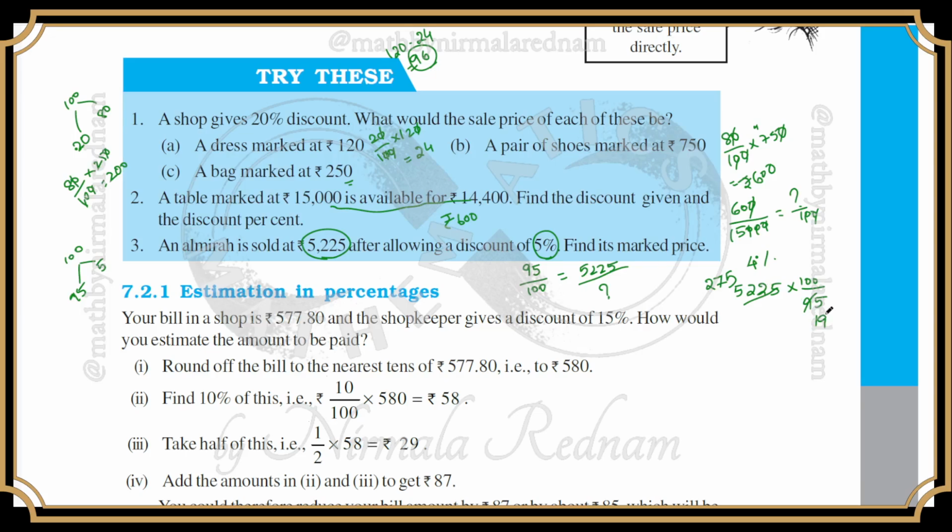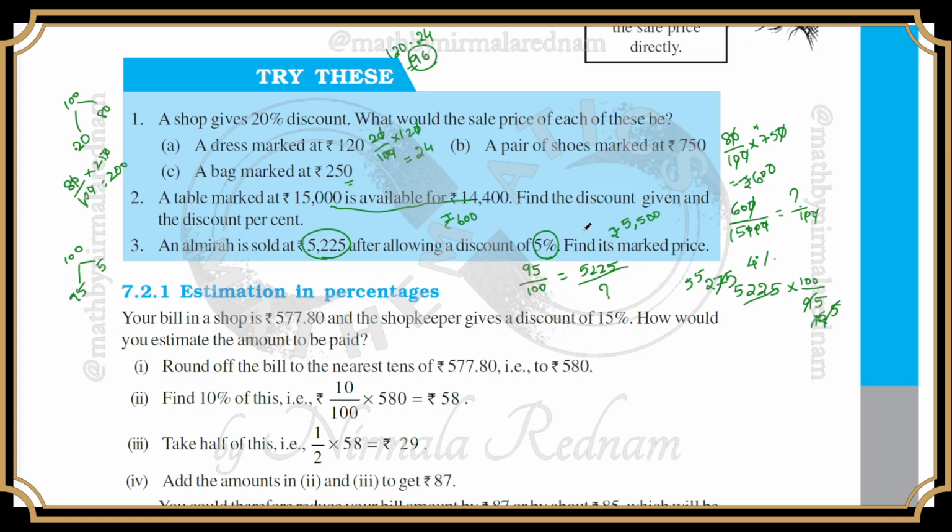correct? So, sorry, not 19, it's 5. 19 fives and 19 275s, and again 5 table, I have 55. So the answer for this question is 5,500 rupees. That is my marked price, right?